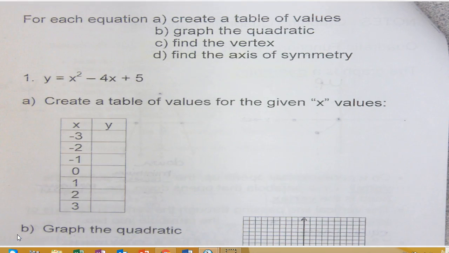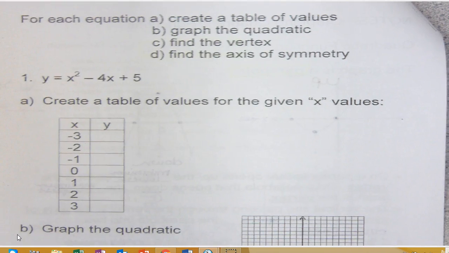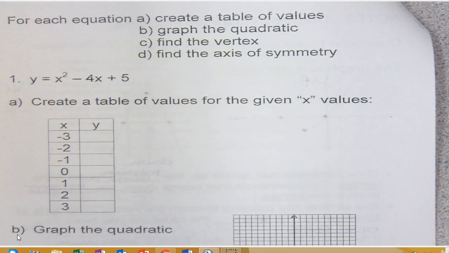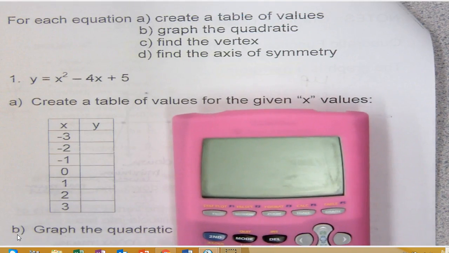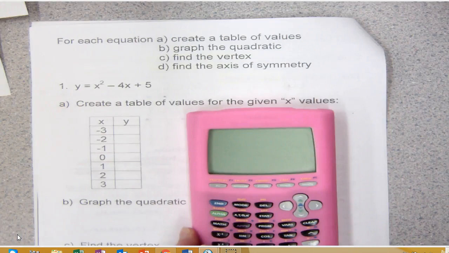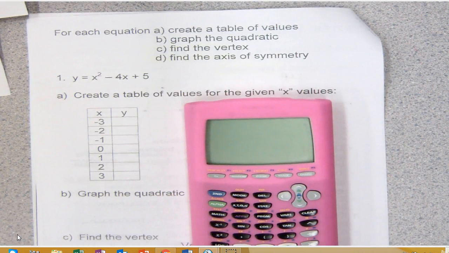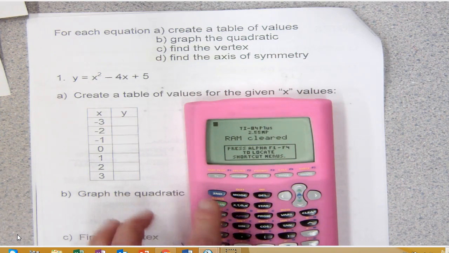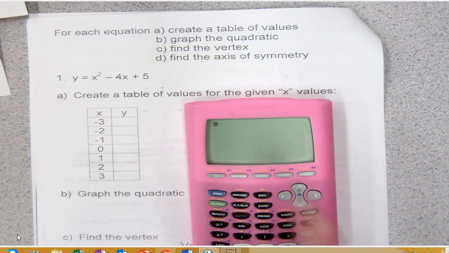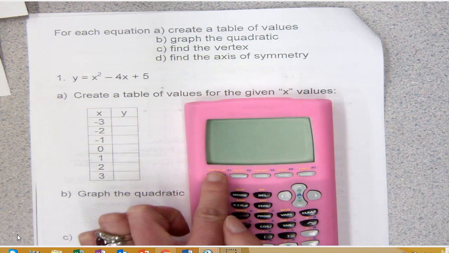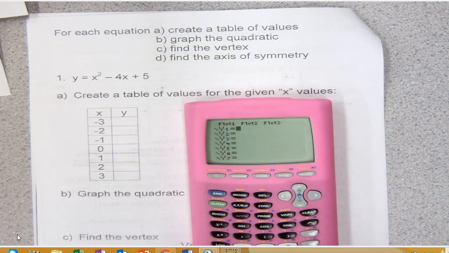All right. Okay, so moving on, if we have an equation like this, we're going to create a table of values, graph the quadratic, and find the vertex and axis of symmetry. One way we can do that is on our calculator. I'm going to come down a little bit so you can see. On your calculator, if I go to y equals, and then put in my equation.